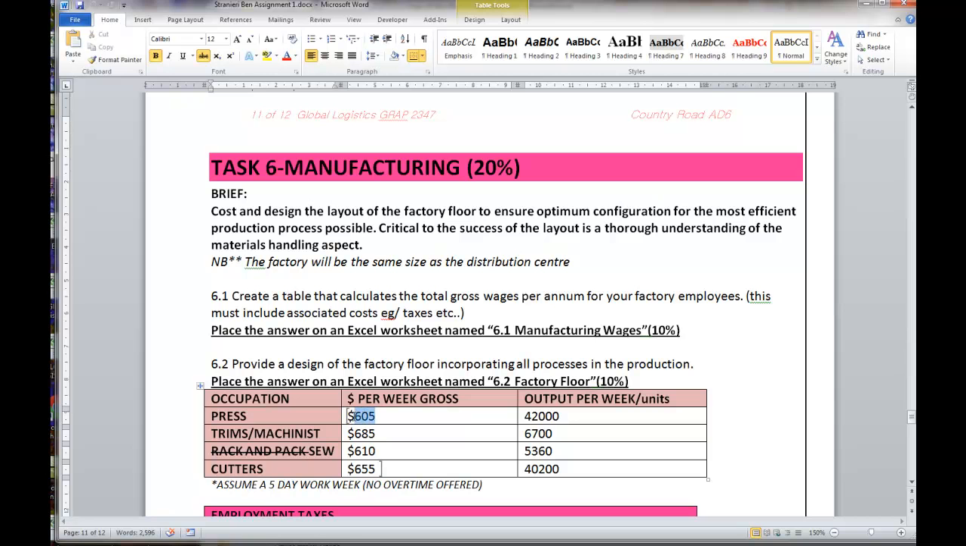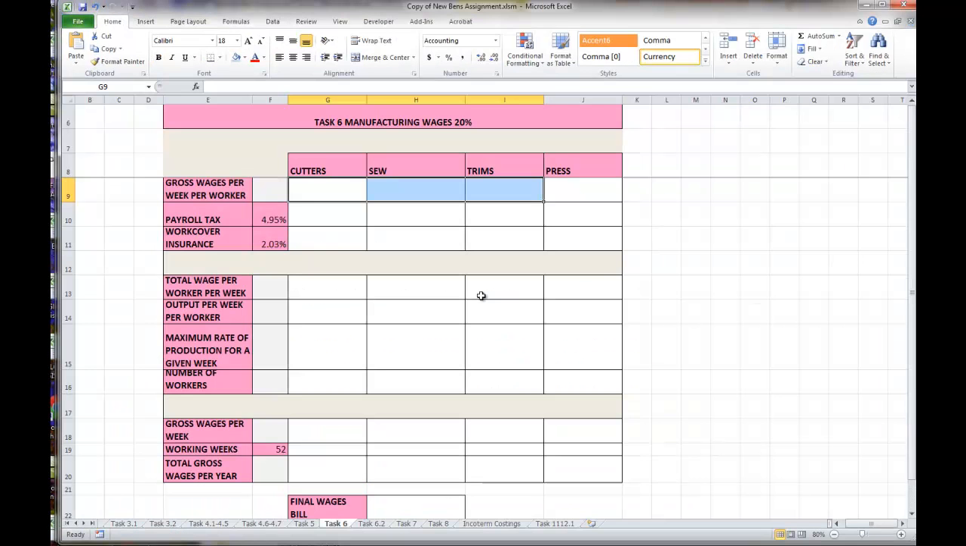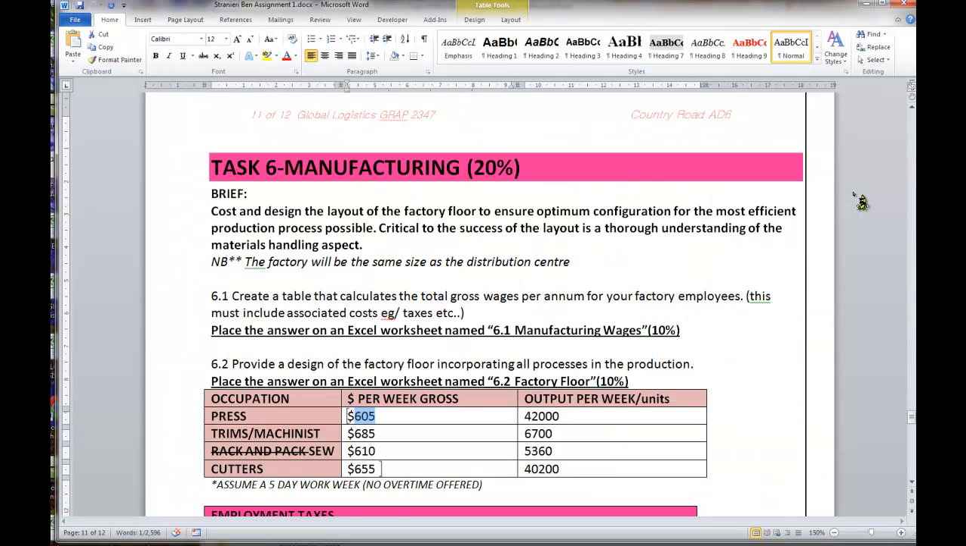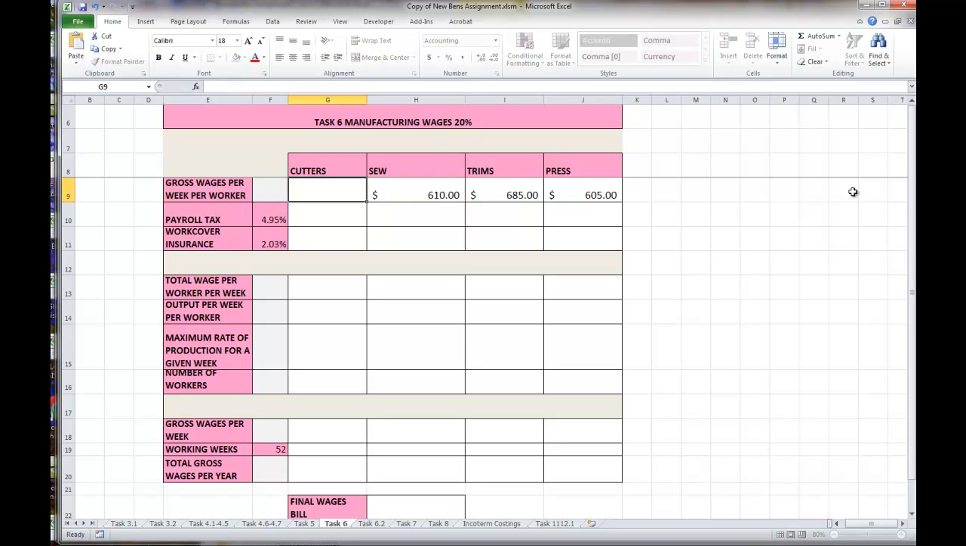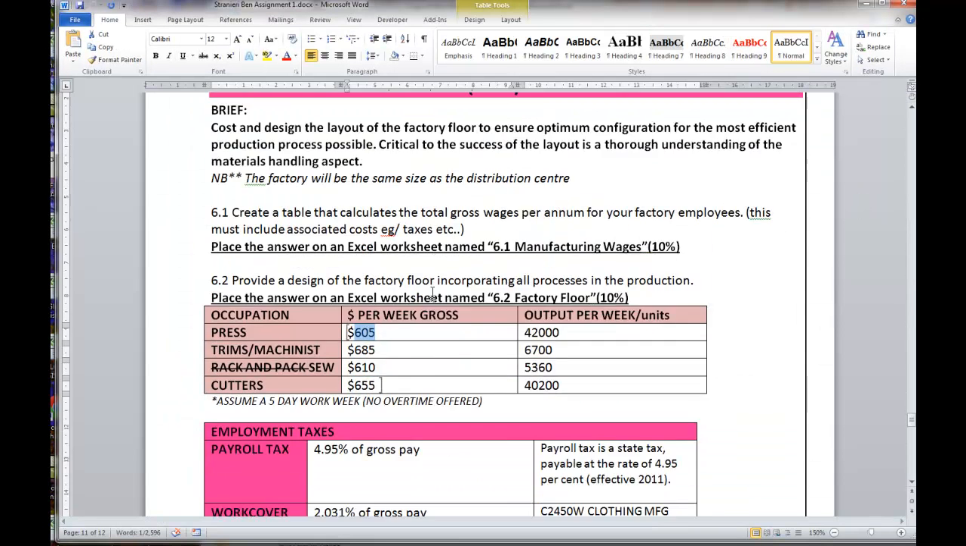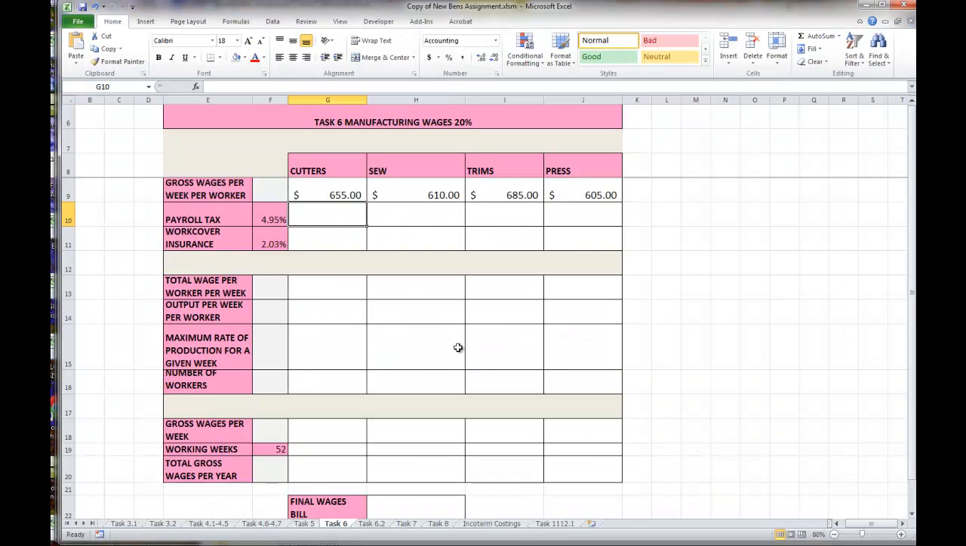So our press operators are going to earn $605 per week. So let's just type that one in there. Trims is 685, sew 610, and 655. Payroll tax and work cover insurance mandated by the state government is coming from these two values there, so I've just typed them in there, and we calculate the tax payable by the gross wage times payroll tax, and then work cover insurance is the same, cutters by work cover insurance, and you can obviously drag those across.